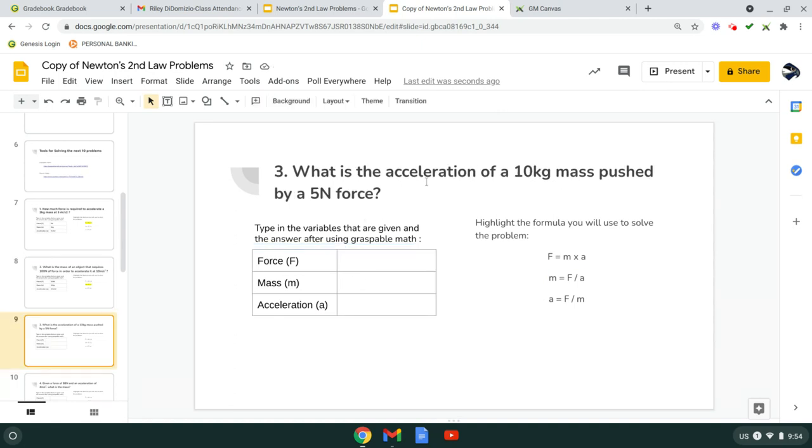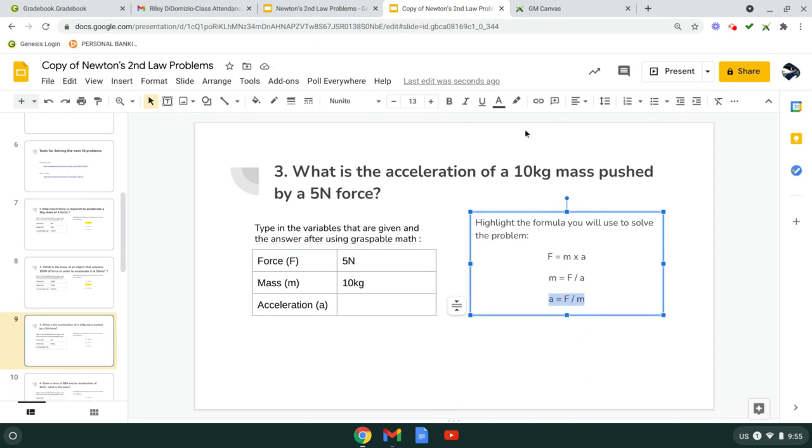Problem 3. What is the acceleration of a 10 kilogram mass? So what is acceleration? We're going to leave acceleration blank to start. It's 10 kilograms, and kilograms tells us that's mass. So 10 kg, and it's pushed by a 5 Newton force. So 5 is the force, and we're looking for A. So I'm going to highlight the acceleration.